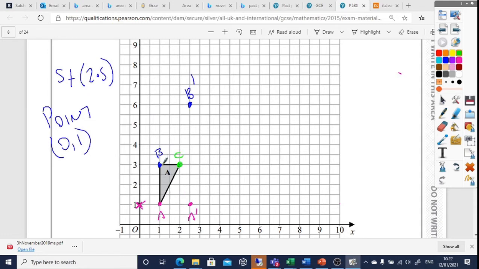Okay. Now there's 2 ways you can think about it. I know it's going to be 1, 2, 3, 4 across, which means it's going to be 10 squares across. And I know it's going to be 4 up, which means it's going to be 10 squares up again. So it's going to be here.